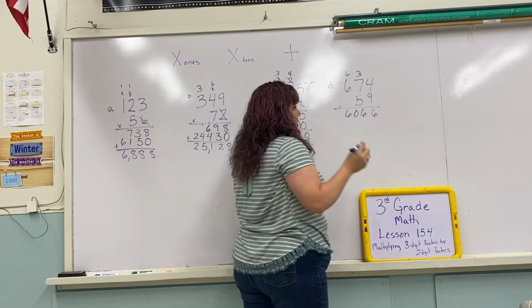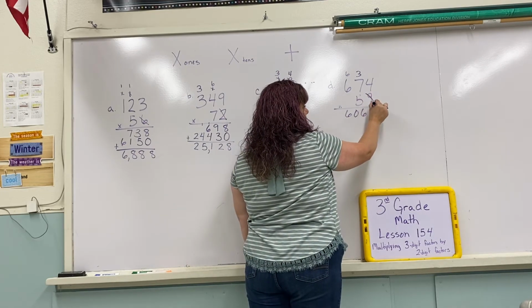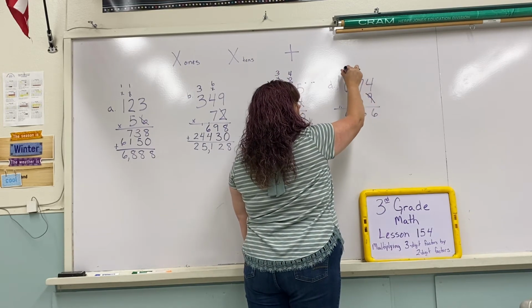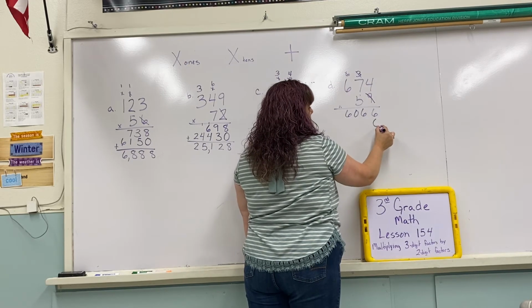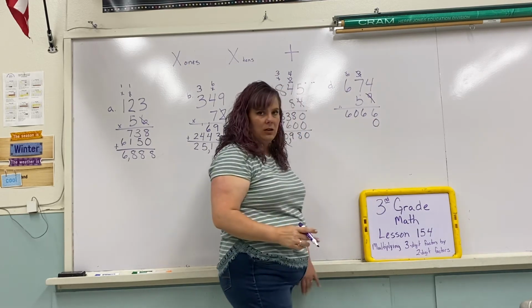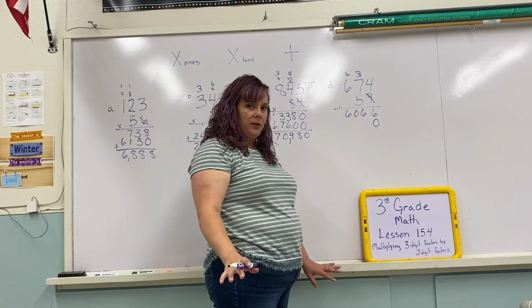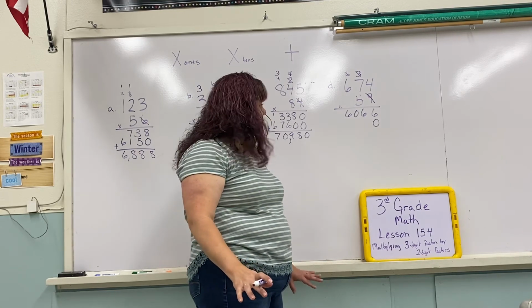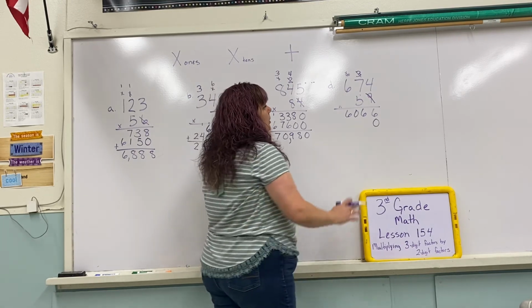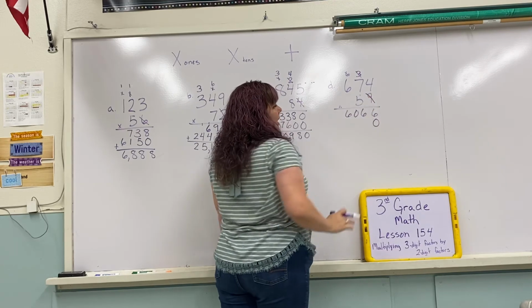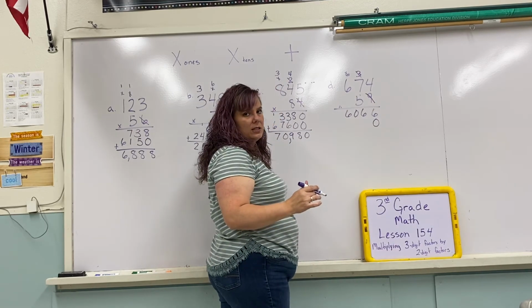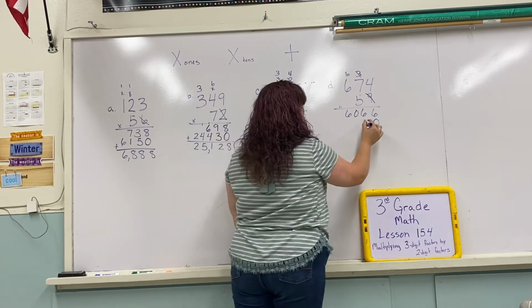Okay, now we're done with our ones. Done with our ones carrying. No ones in the answer, okay? We're all done. Are you ready for the next one? Ready for tens? Okay, here we go. We've got 4 times 5. 4 times 5 is 20.